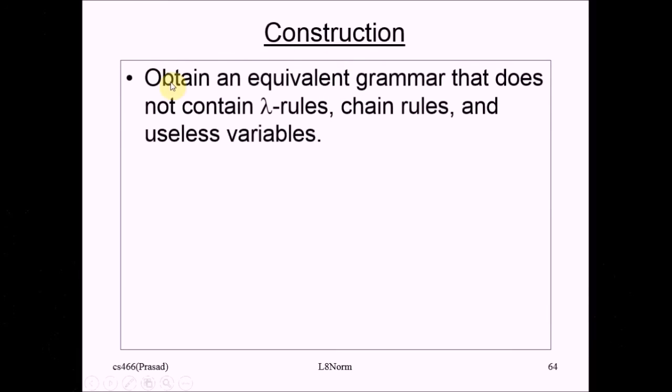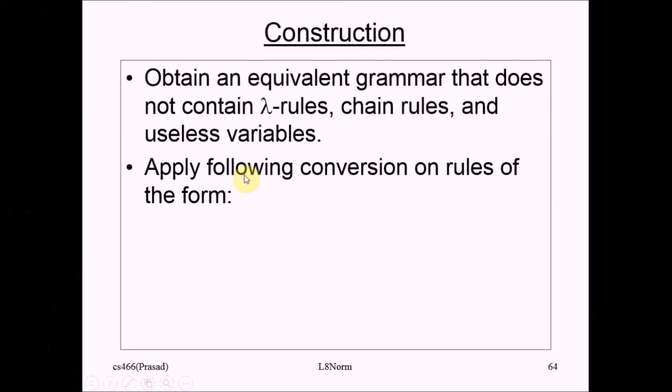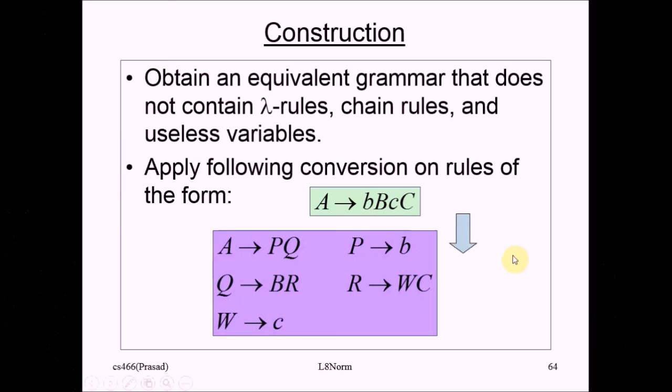So for construction of CNF, we first obtain an equivalent grammar that doesn't contain lambda rules, chain rules, and useless variables. We will apply the following conversions on rules of the form A tending to B, small b, capital C. And these are the steps which we have followed. A tends to capital B and capital Q, which is of the form we required in CNF, and B and P is the form of small b, which is a terminal, Q is BR, R is WC, and W is a terminal.